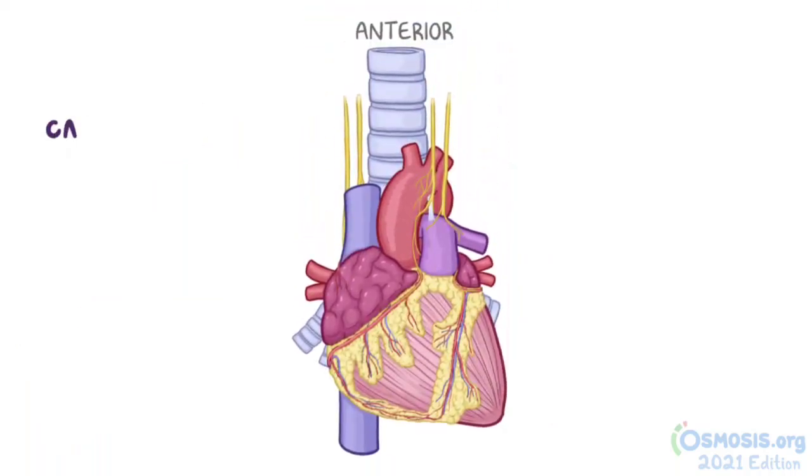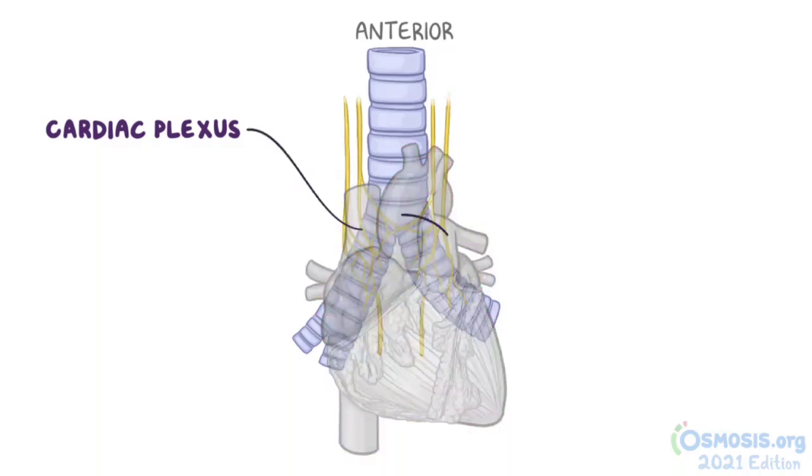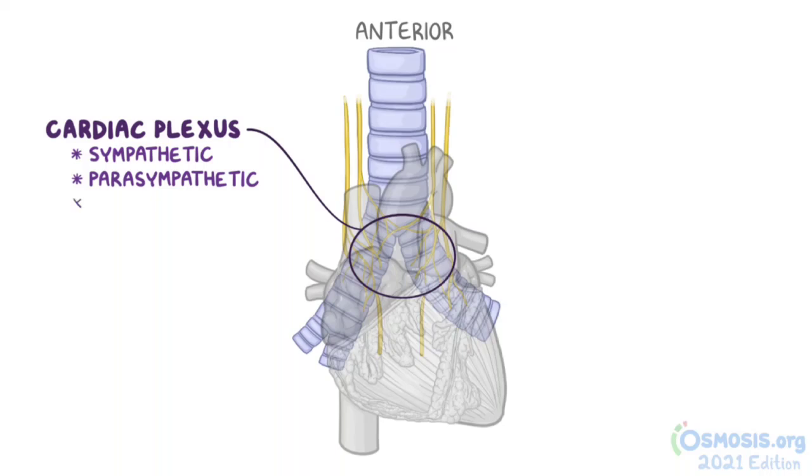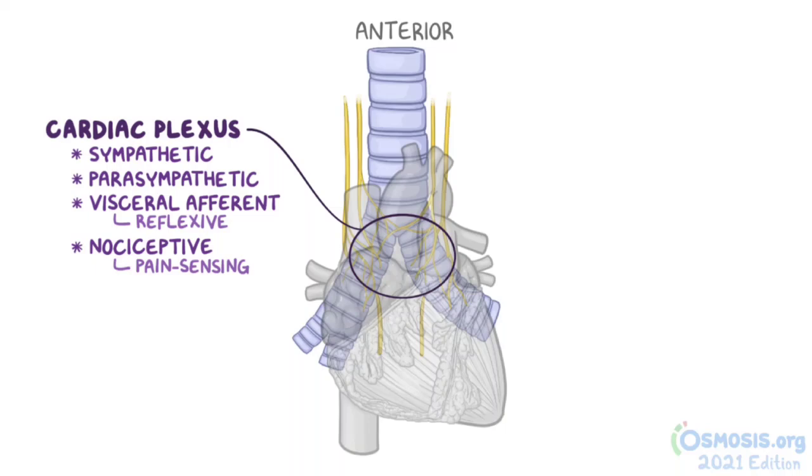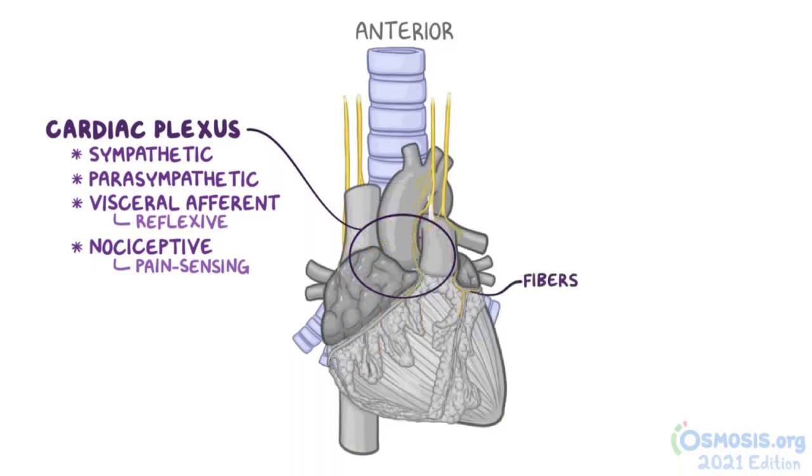The heart is supplied by the cardiac plexus, which is most commonly found on the anterior surface of the bifurcation of the trachea, posterior to the ascending aorta and the bifurcation of the pulmonary trunk. The cardiac plexus has both sympathetic and parasympathetic fibers, as well as visceral afferent fibers for the reflexive and nociceptive, or pain-sensing, fibers of the heart. The fibers of the cardiac plexus run along the coronary vessels and conducting system.